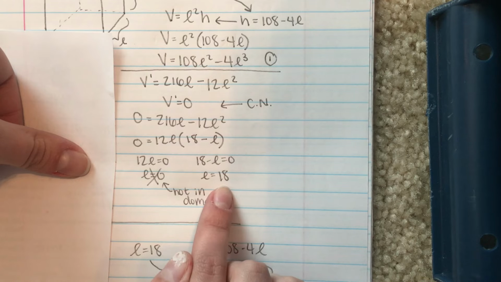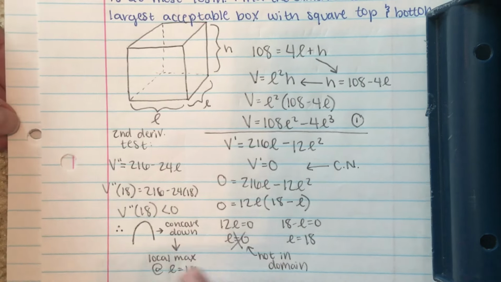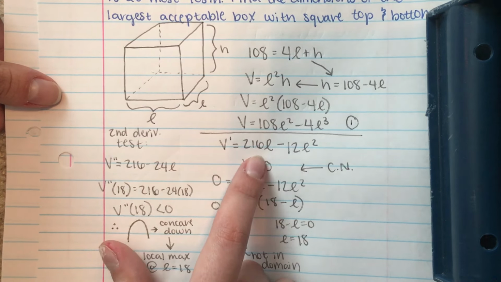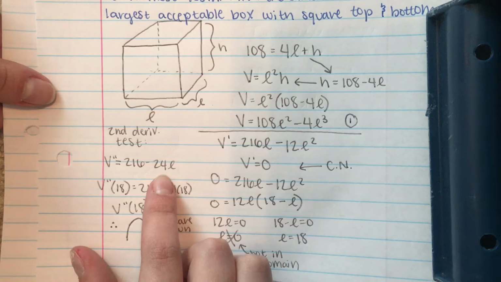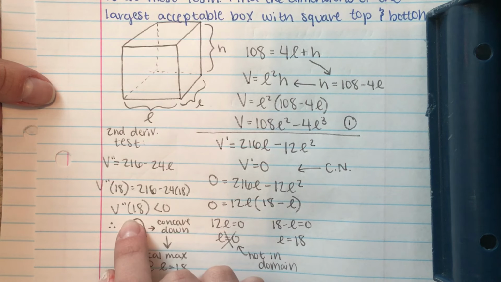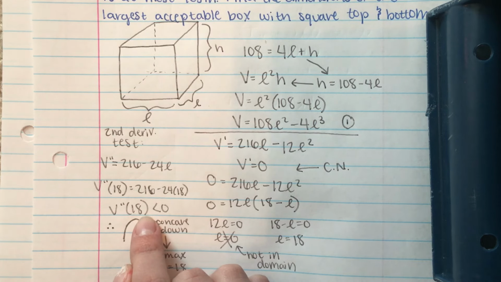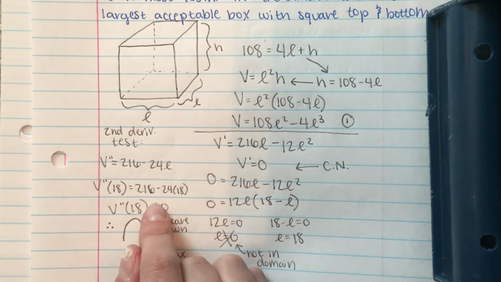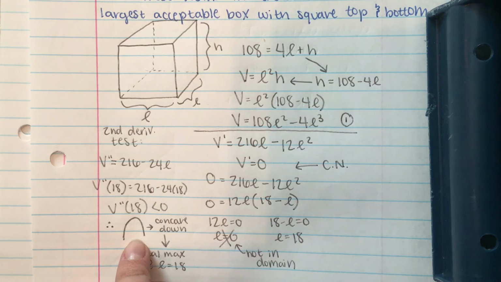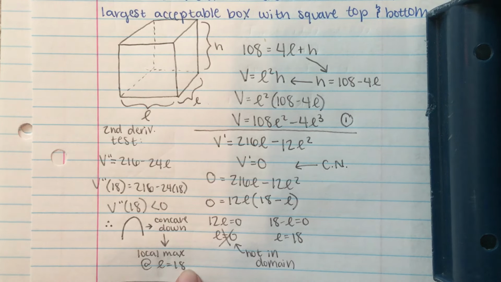But then we take L equal to 18 inches, and I put it into the second derivative test. So I take the second derivative of this one, and then I plug 18 in for L, and when I do that, I find that it's negative, with V double prime of 18 less than 0, which means our second derivative is concave down, which means we have a local max at L equals 18, which is exactly what we want.